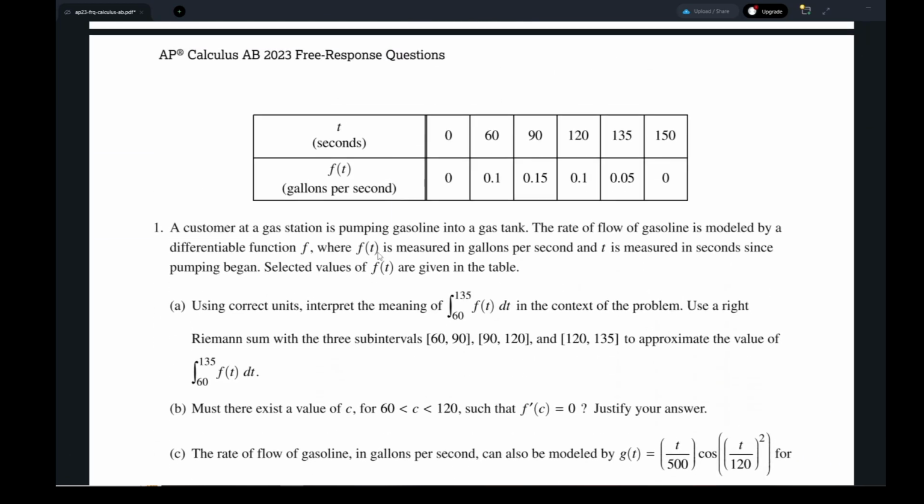So question number 1 says, a customer at a gas station is pumping gasoline into a gas tank. The rate of flow of gasoline is modeled by a differentiable function f, where f of t is measured in gallons per second, and t is measured in seconds since pumping began. Selected values of f of t are given in the table, right? So what does this mean?